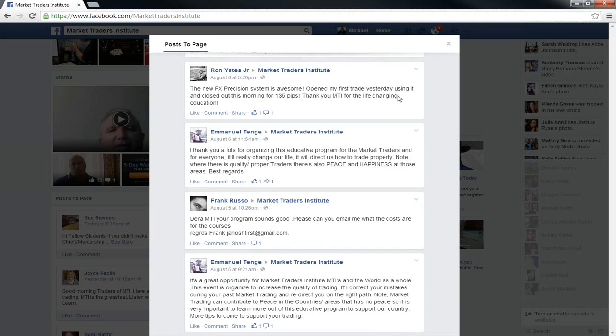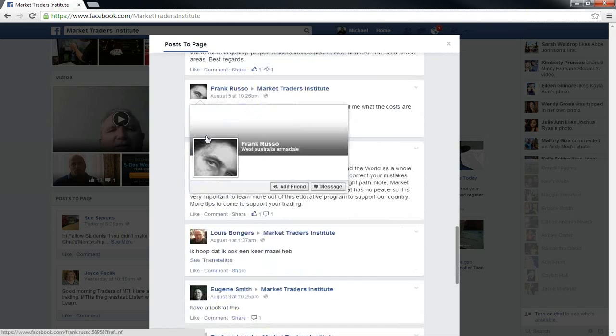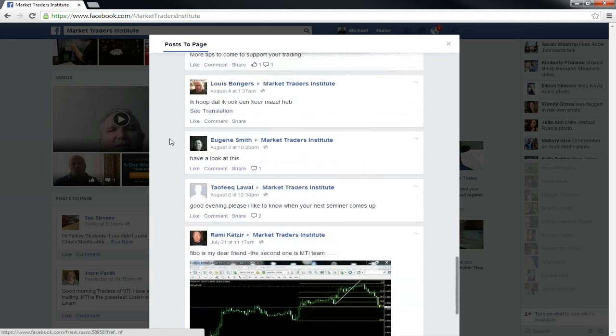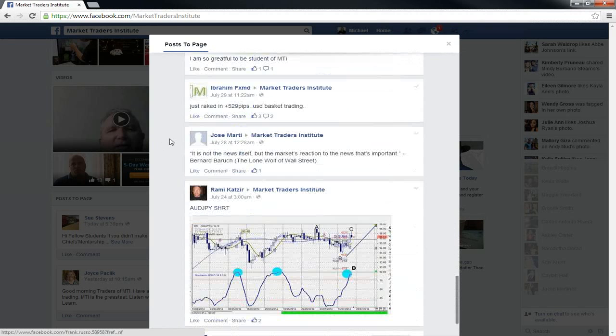Opened my first trade yesterday using it and closed out this morning for 135 pips. Thank you, MTI, for the life-changing education. All right, once again, in one morning, 135 pips, not bad. All right, let's keep on moving here. Okay, show you a couple more.